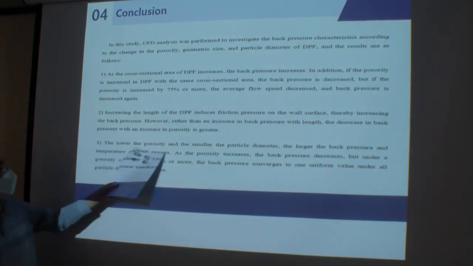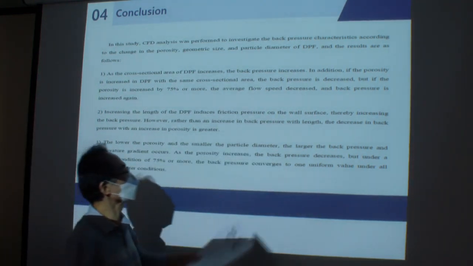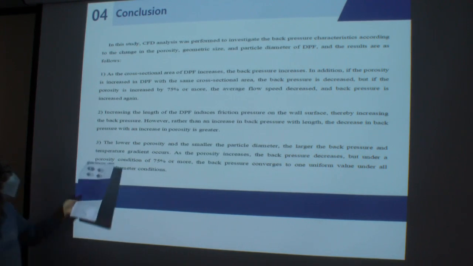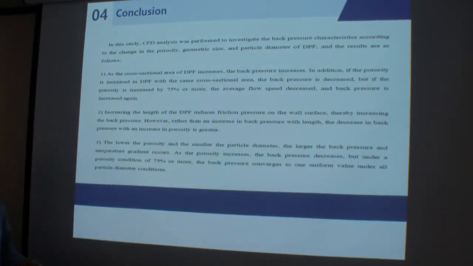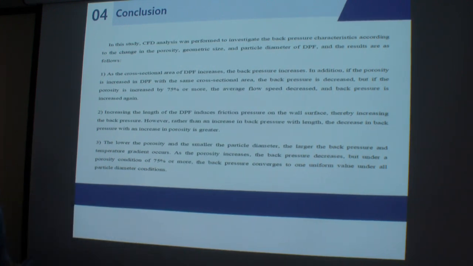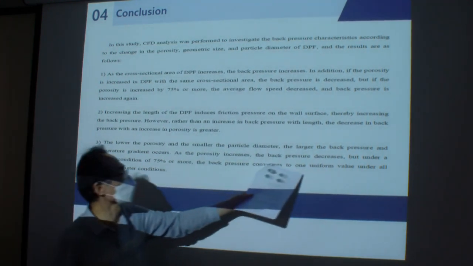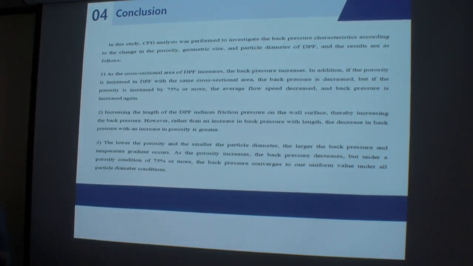The lower the porosity and the smaller the particle diameter, the larger the back pressure and the temperature gradient that occurred. As the porosity increased, the back pressure decreased. But under porosity conditions of 75% or more, the back pressure converged to one uniform value under all particle diameter conditions.